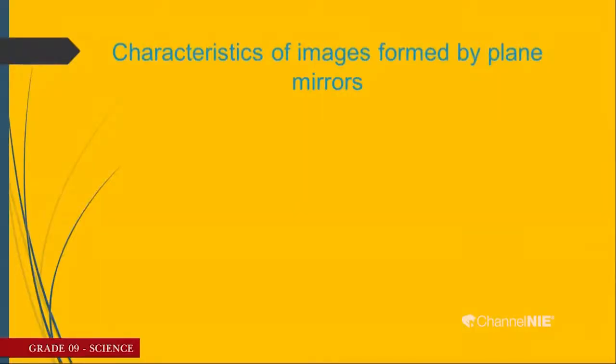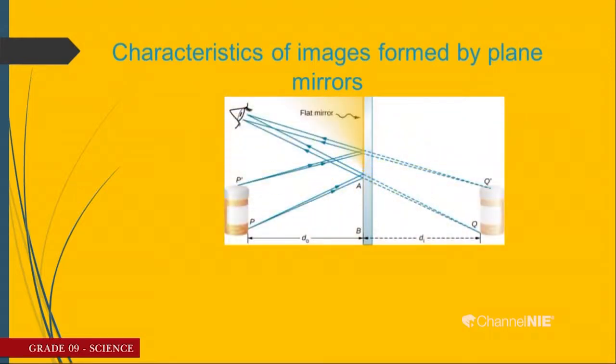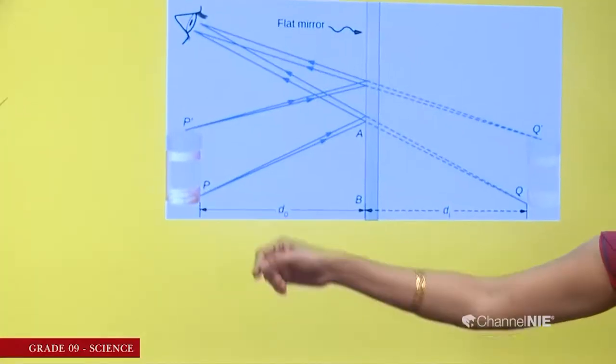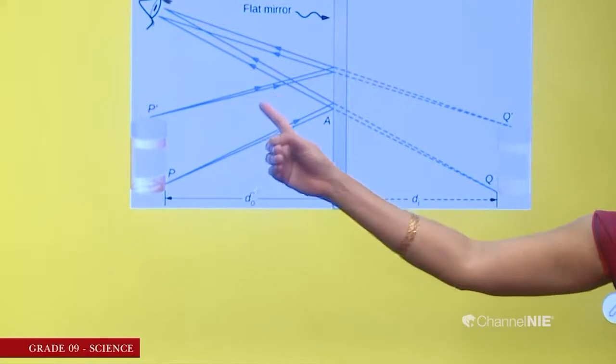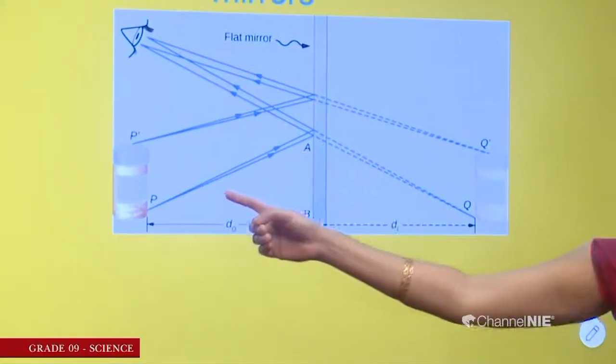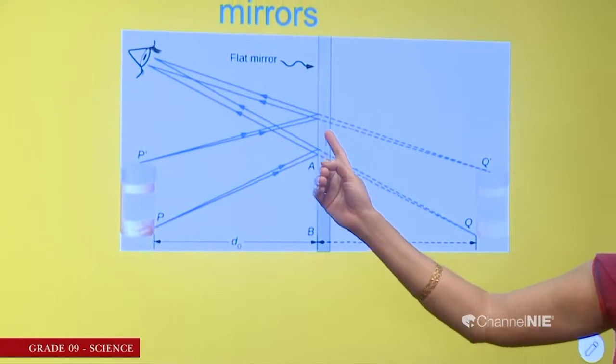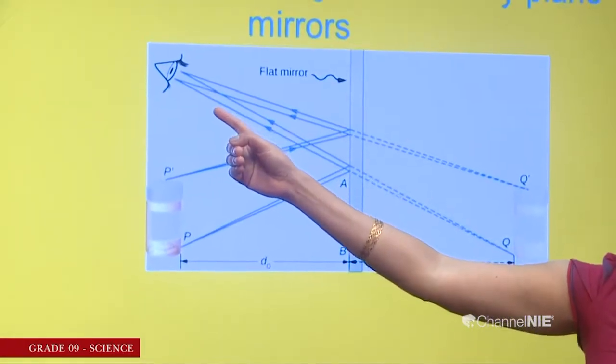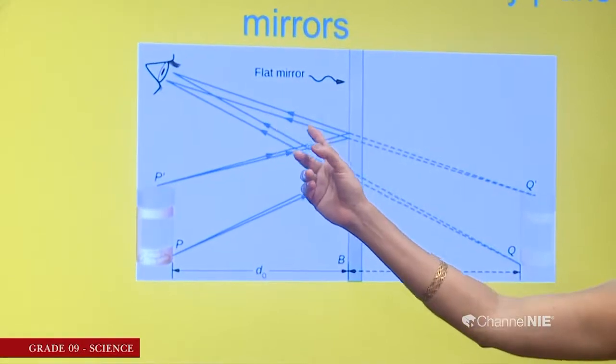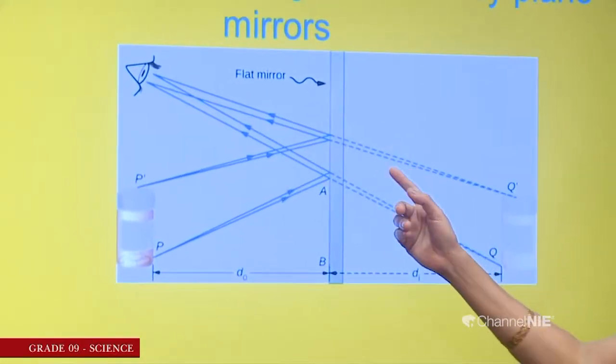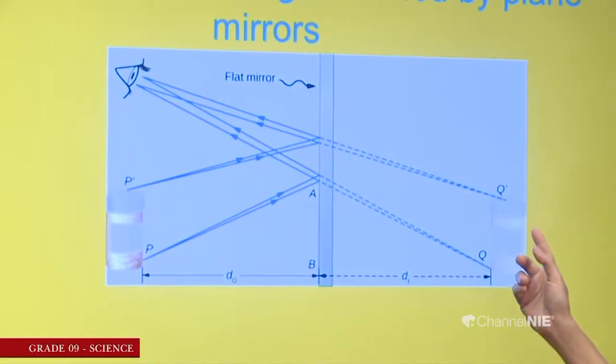So, let us move on to the characteristics of images formed by plane mirrors. Here you can see an object is in front of a plane mirror. This is the plane mirror and this is the object in front of it. The light rays that are coming from the object striking on the plane mirror are reflected and reach the eye of the observer. If you extend these light rays reflected from the mirror, you can get the image here.